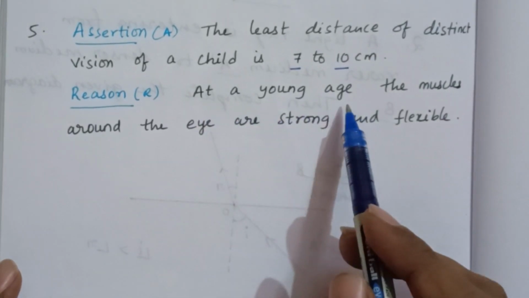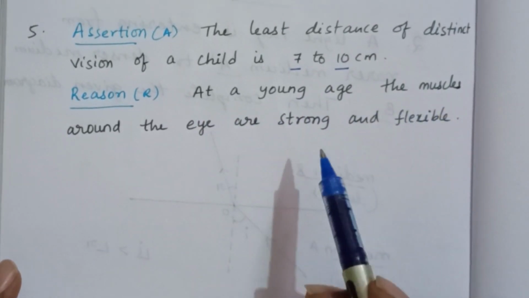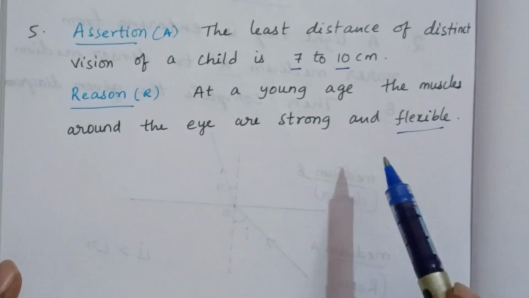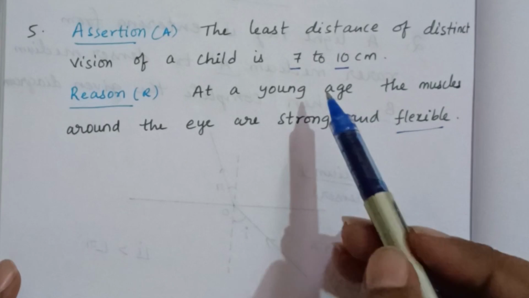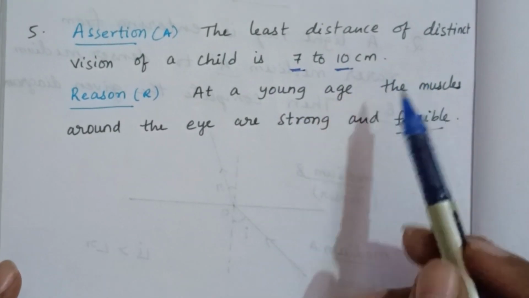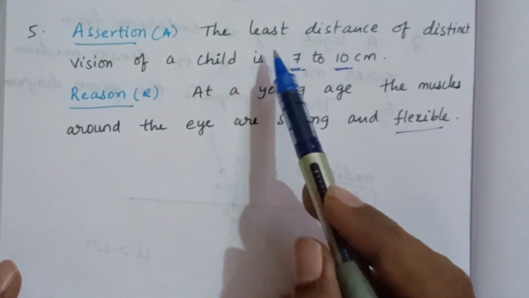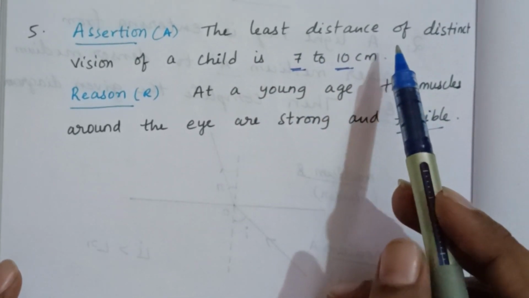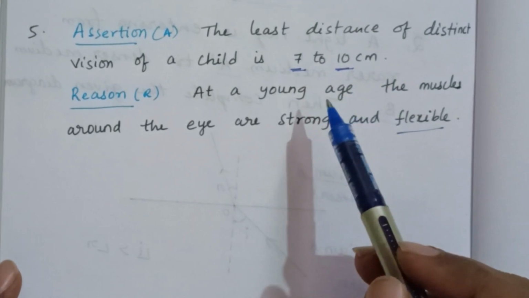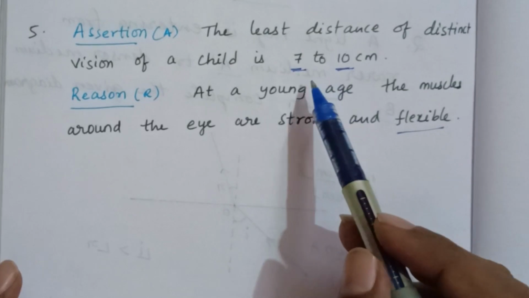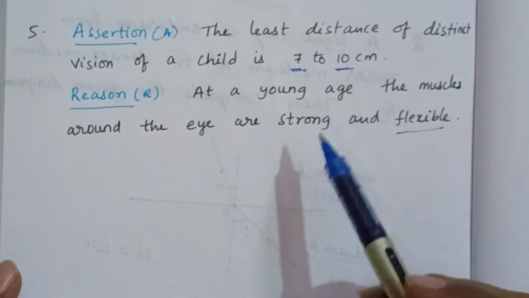Because at a young age, the muscles are very strong and flexible. Muscles are flexible, so they can compress more. That's why they are able to see from 7 centimeters to 10 centimeters onwards. Least distance means the minimum distance at which a person can see clearly. For a healthy, middle-aged, normal person, it is 25 centimeters. But for a child, it is 7 to 10 centimeters.